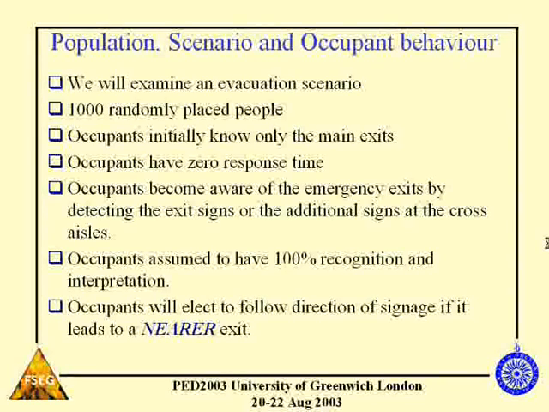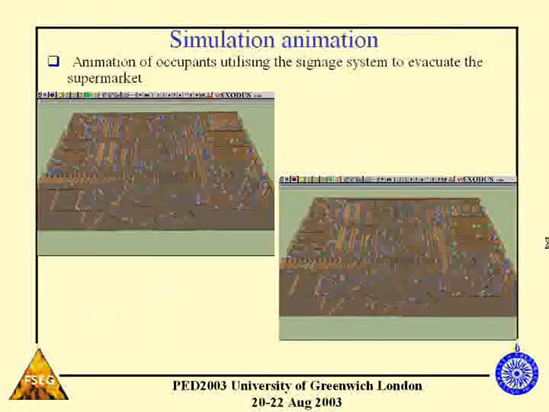We're also going to give them 100% recognition. If they see a sign, they will follow it. The occupants will also elect to go to their nearest exit. So if they're heading to an exit that they know exists, and the sign is saying there's another exit over there, the occupant will make a decision, and the decision he's going to make is, well, okay, I know that exists, but I'm going to go to my nearest exit. So they're making that judgment.